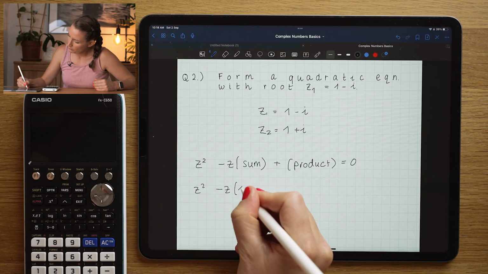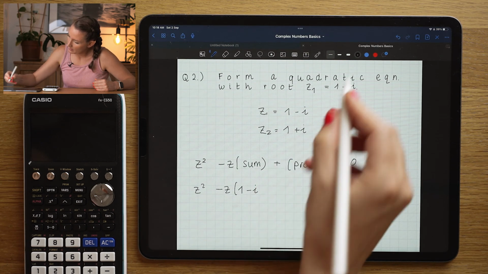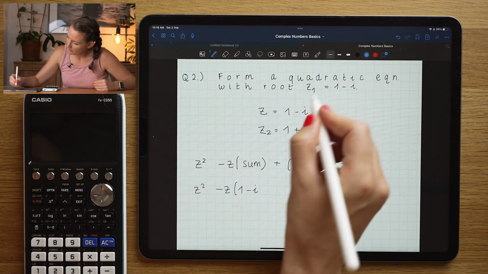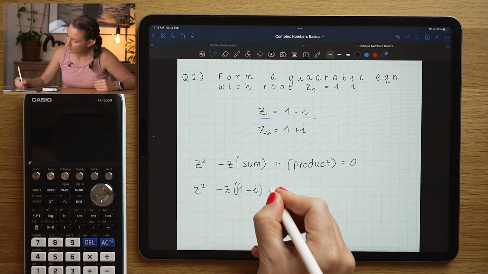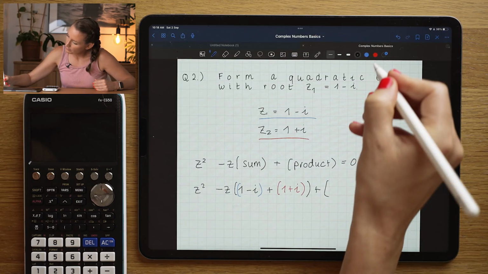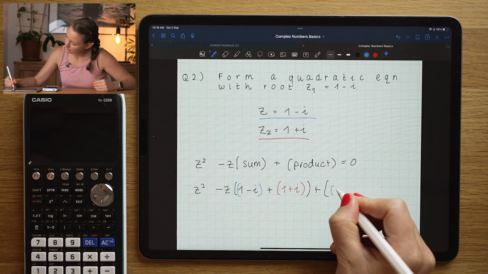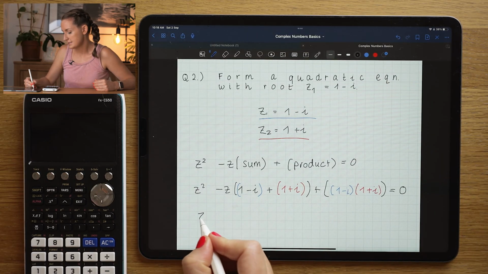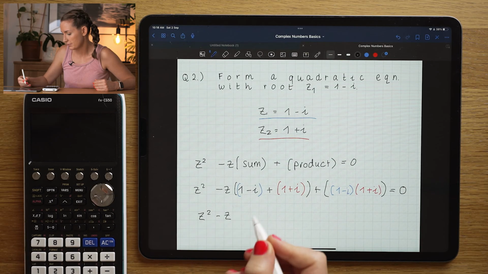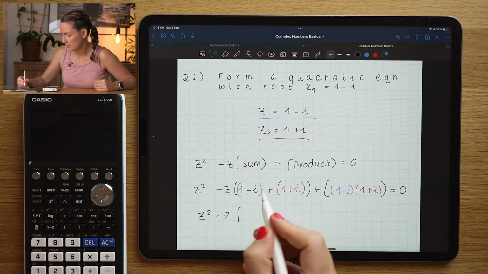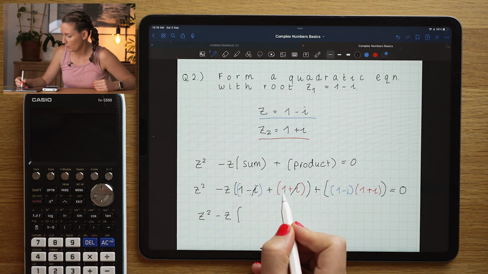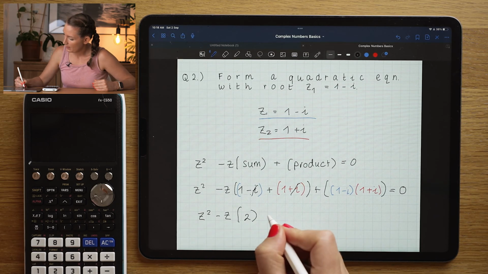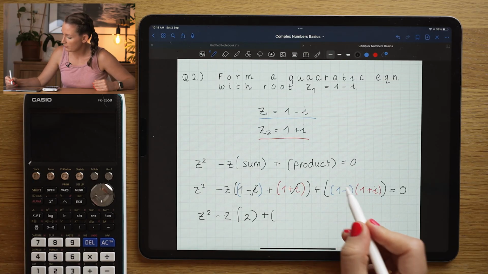So the sum of the roots would be 1 minus i, say that's the first one, added with the product of those. Okay, so let's simplify that expression. Minus i plus i would be 0, 1 add 1 would be 2. And here I need to multiply out these brackets.